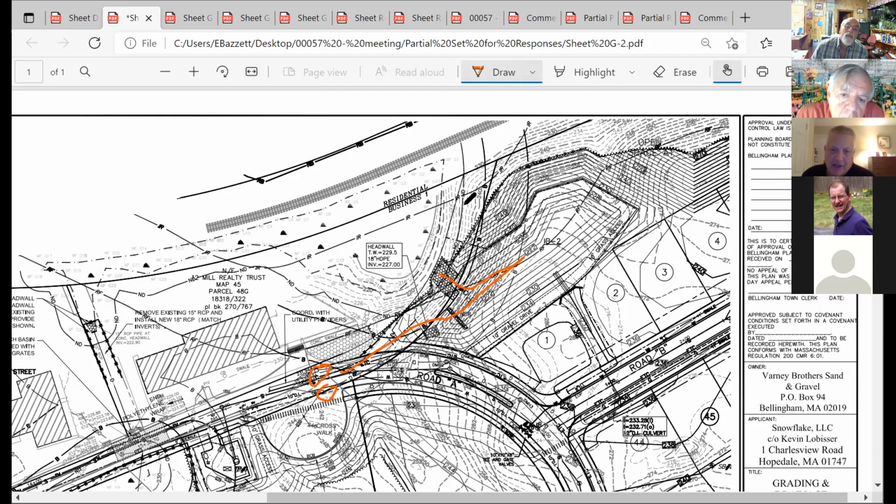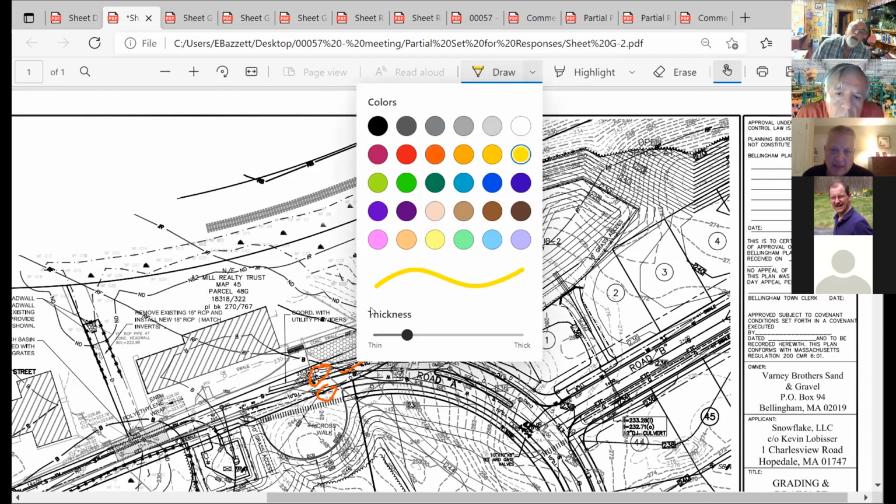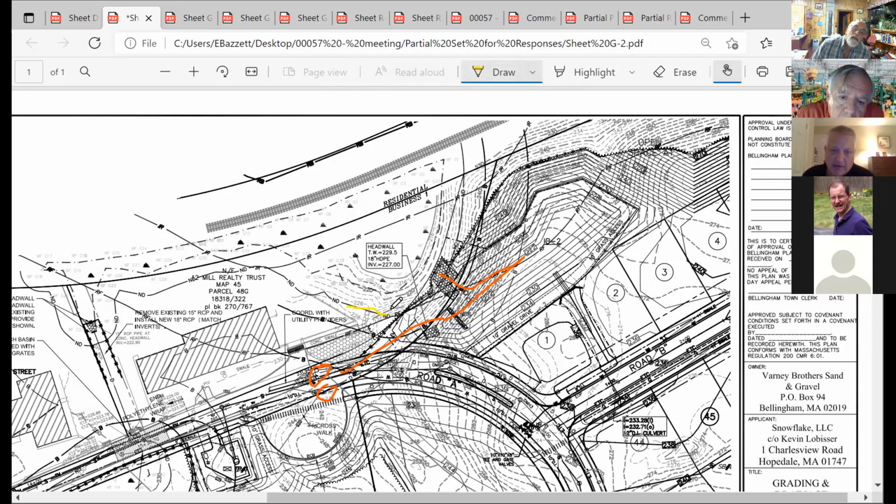So the elevation at this no disturb line, and I'll put another yellow line in, the no disturb line here in yellow, that elevation, the height of it is at about 227 to 228. So it's about 3-4 feet higher than we need to drain the catch basins at the end of Mill Street.